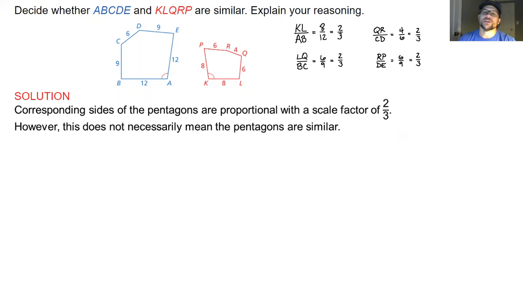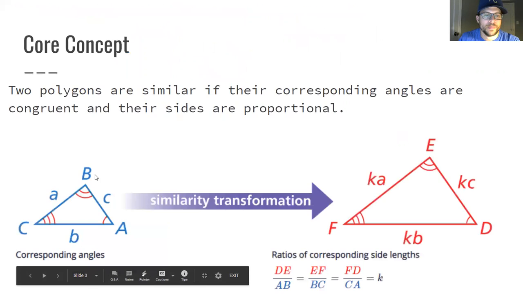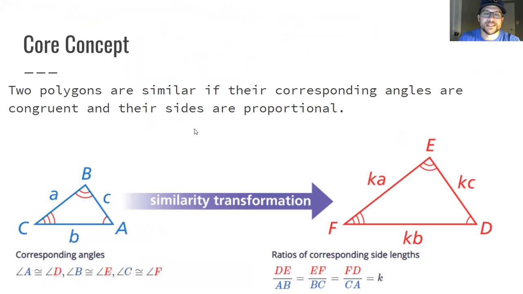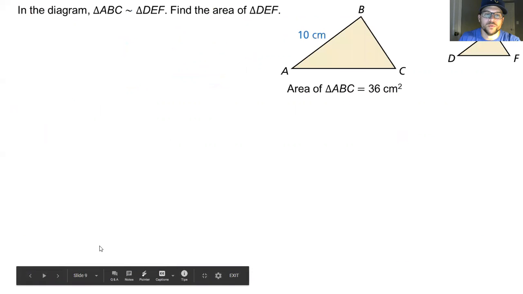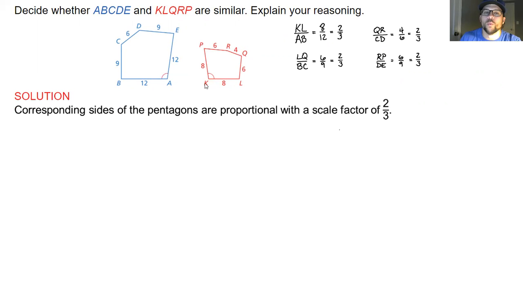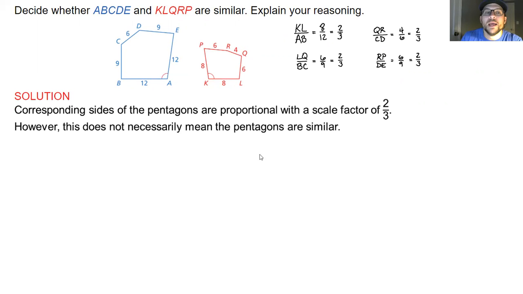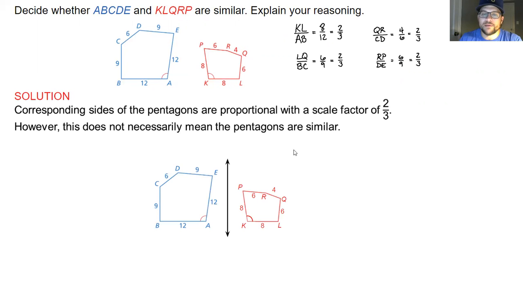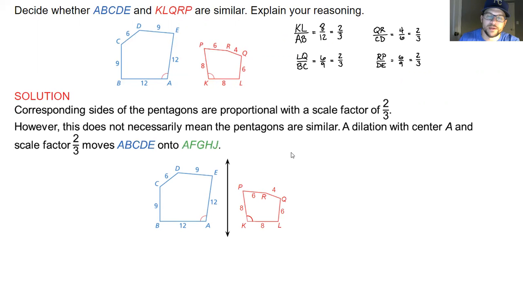However, we do not have enough information to determine whether these two pentagons, or these two polygons, are similar. Remember, the two things you need for similarity, if we go back to the third slide, is we need all of our corresponding angles to be congruent and the sides proportional. Well, we got that, all of these sides were proportional. However, we are only given one pair of angles that are congruent. If we were given that all of the other angles are congruent, then we could say that they're similar. But we don't have enough information to determine whether they are similar or not.